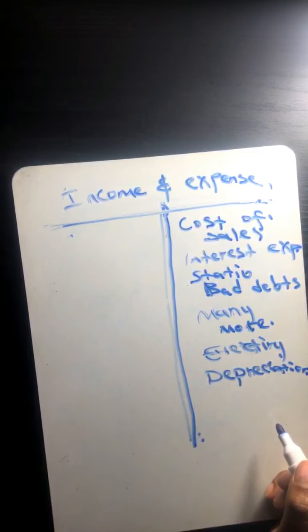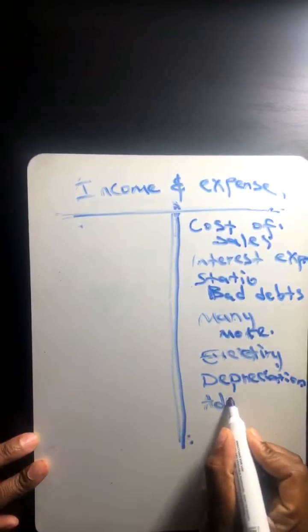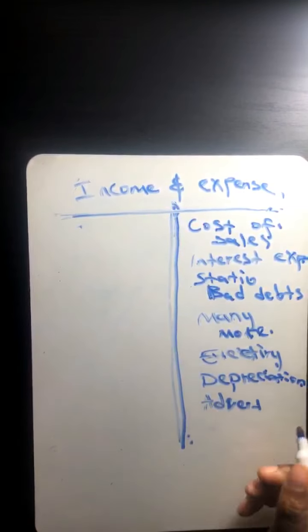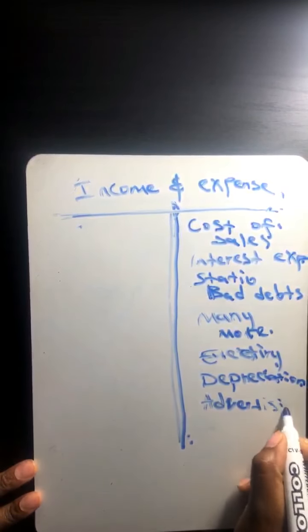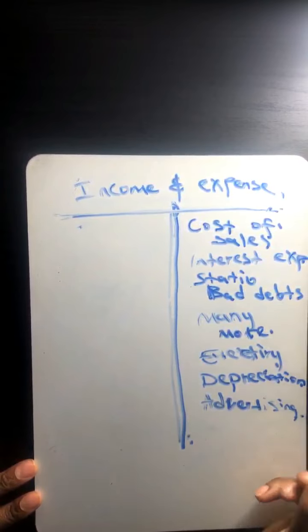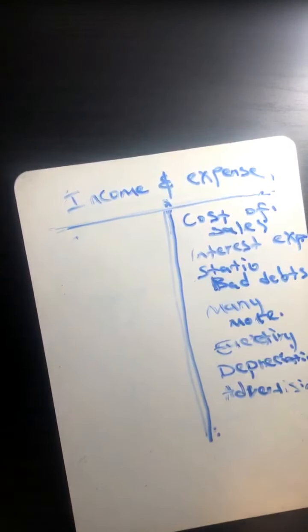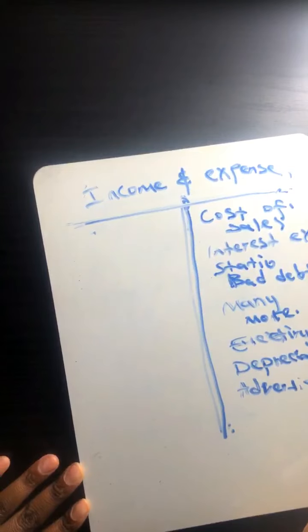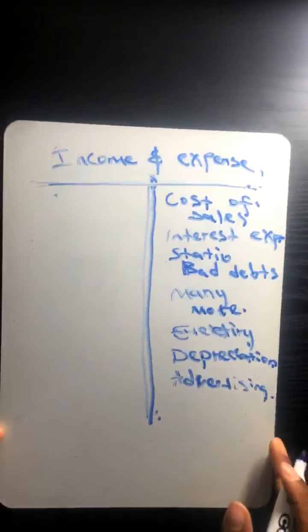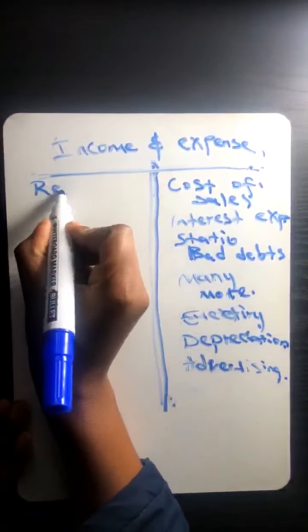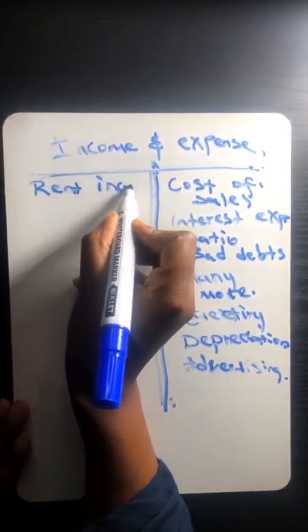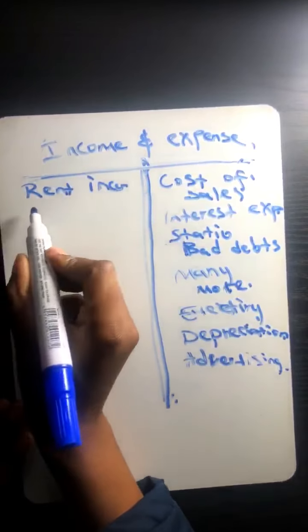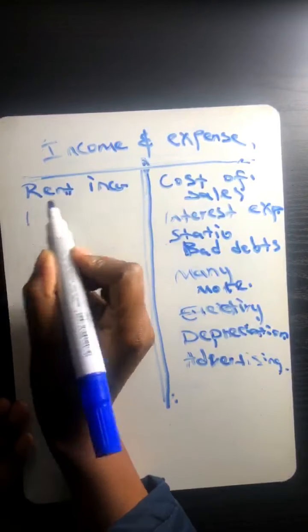Josh, did you say something? Advertising. Yes, advertising. Okay, cool. So now we're gonna go to the incomes. Incomes, as I said, is the money that you receive from any form of activity in the business. Income. Yes, a rent income. Rent received. Yes, that's rent income.